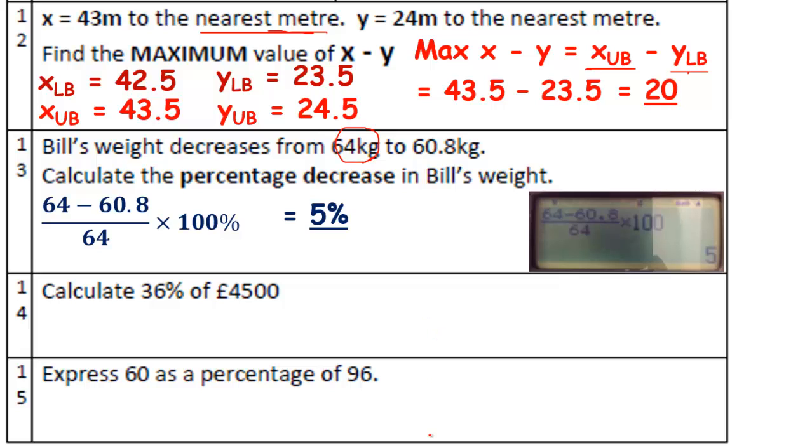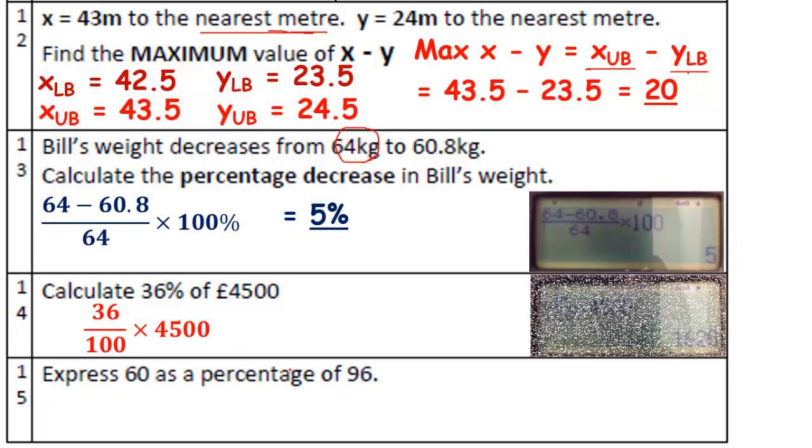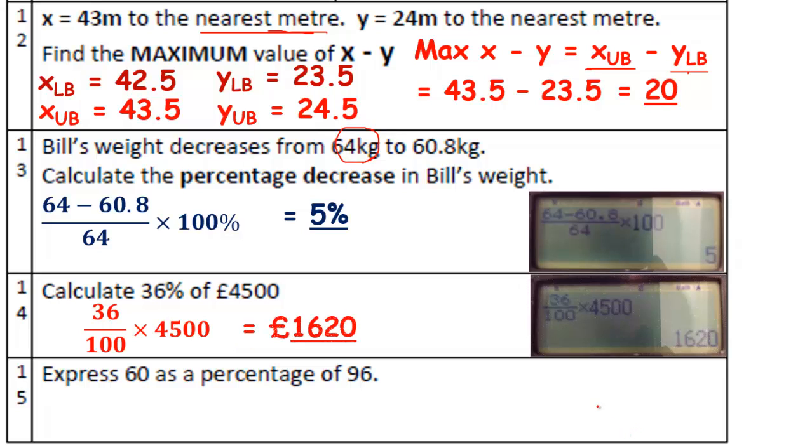Going on to question 14. 36% of 4,500, so 36% is 36 over 100, times 4,500. Put that into your calculator. As you can see there, that's what it looks like, and your answer is going to be 1,620. Question 15. Express 60 as a percentage of 96.